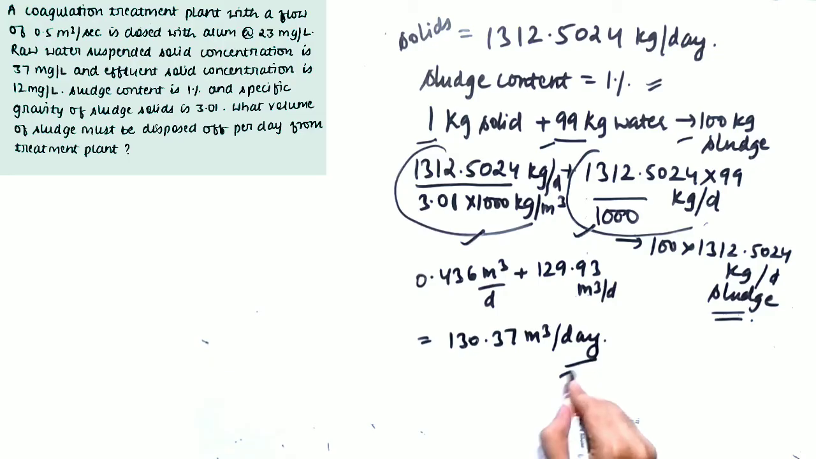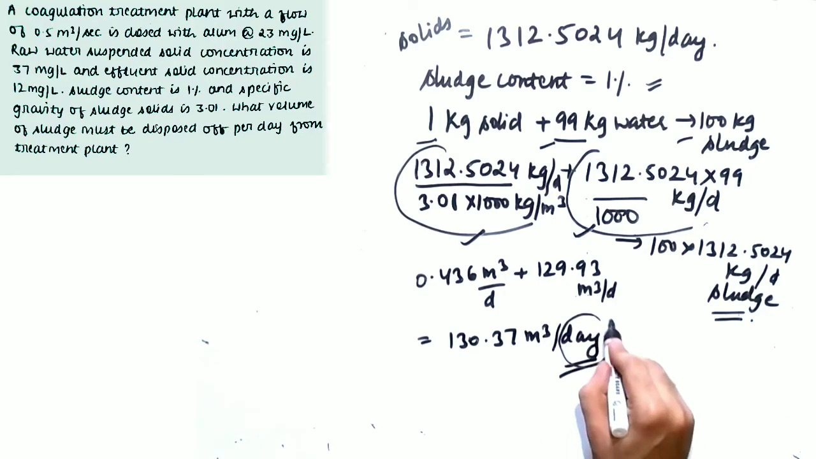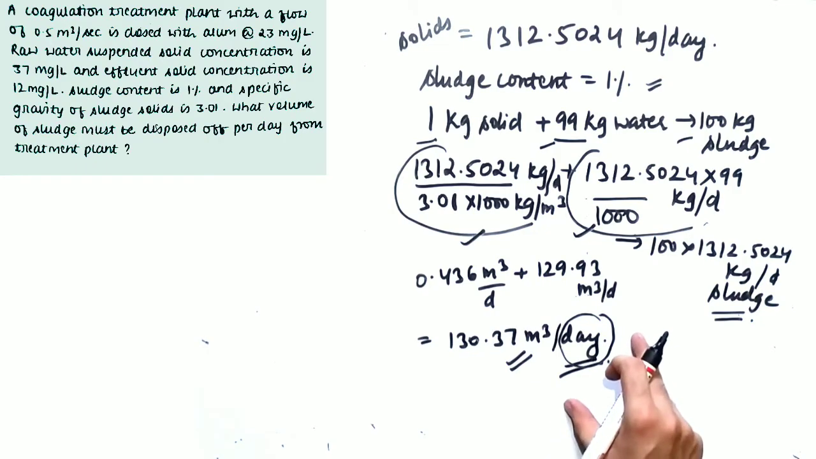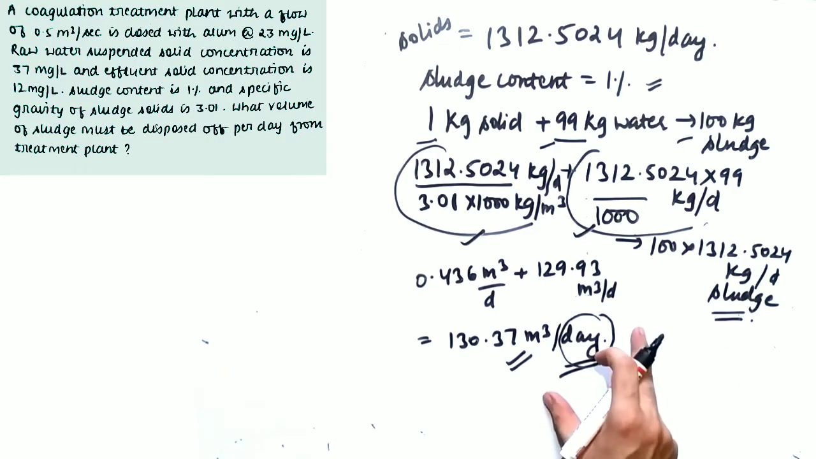This is what is asked in the question. Per day, how much is the volume of sludge to be disposed of? If the question had asked per year, then you would have multiplied this by 365. If the question had demanded per second or per hour, then you would have made the changes accordingly. So I hope this question is clear to you. It was a very unique question and it covered the complete variety of this particular part.